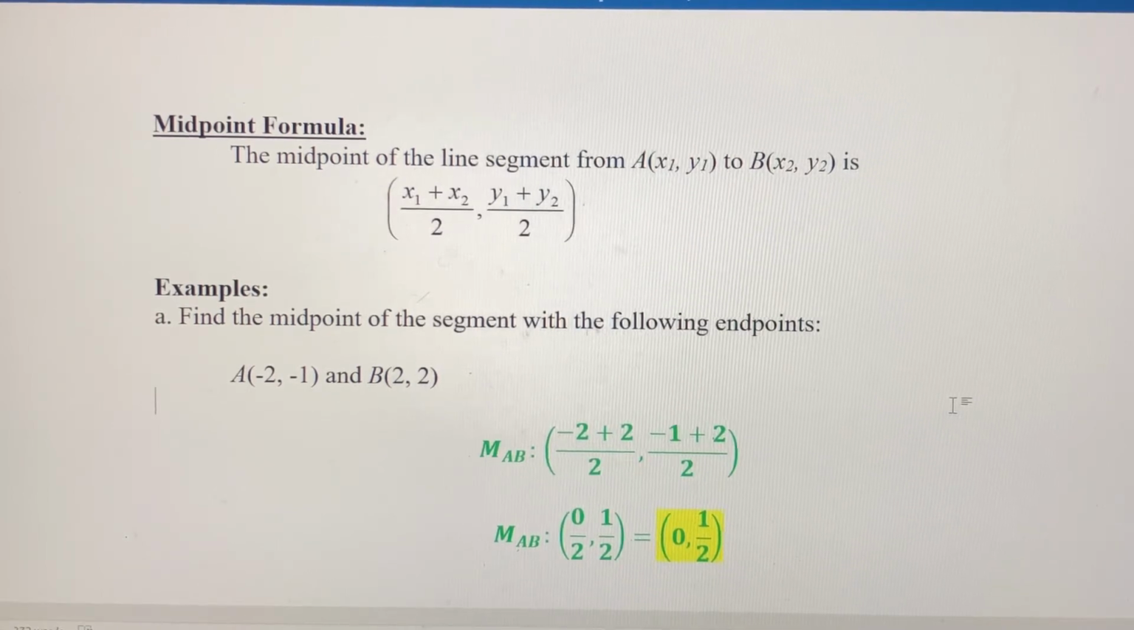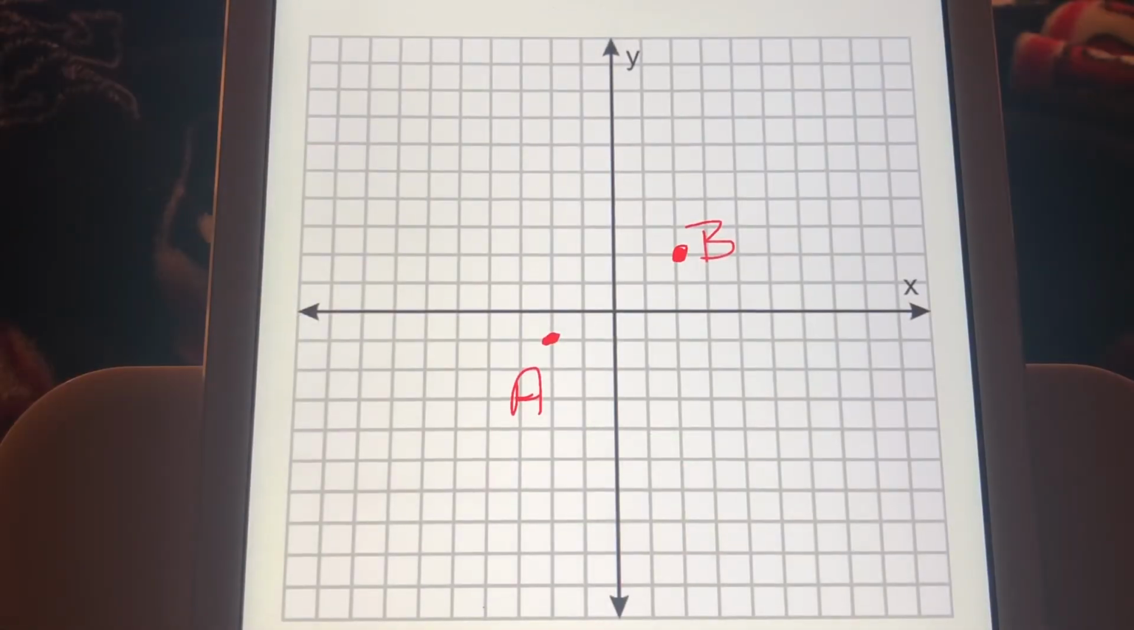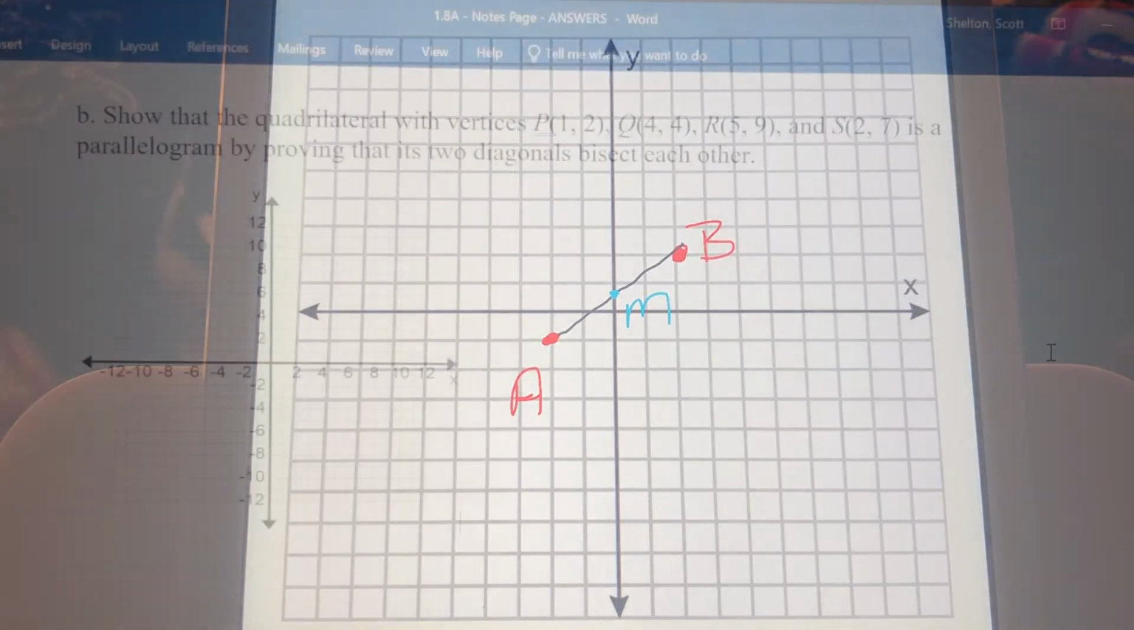Let's take a quick look at the graph just to verify that. As you can see, I've already plotted the points A and B. A was at (-2, -1) and B was at (2, 2). I can draw the line between those two, and we found the midpoint to be right there at (0, 1/2). That looks right to me. The midpoint is at (0, 1/2). So, a quick, easy problem on finding a midpoint.